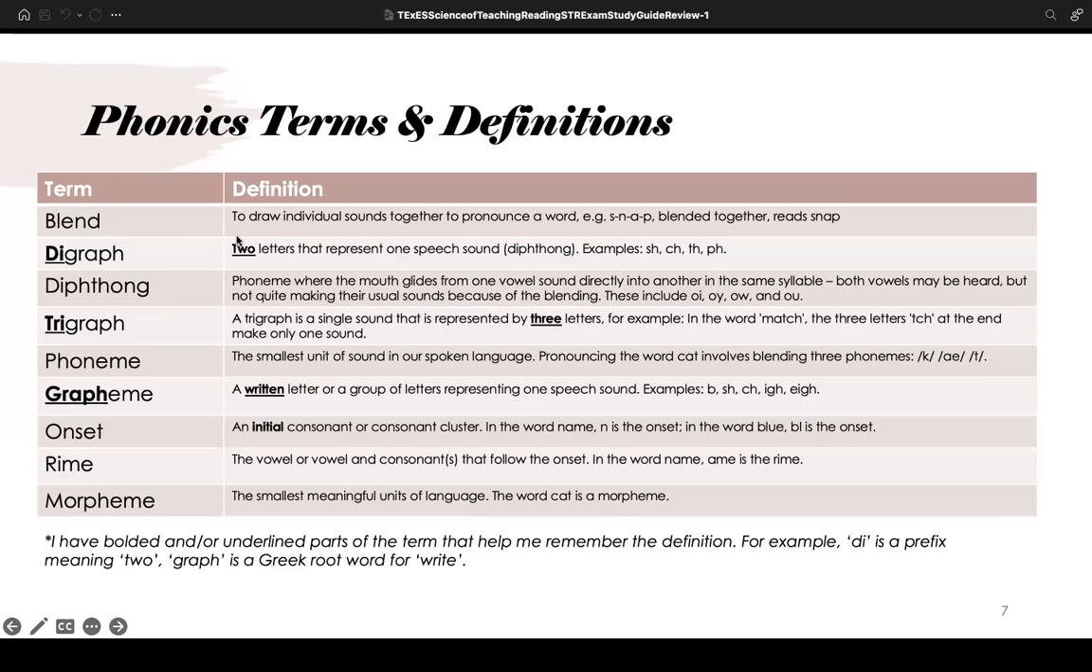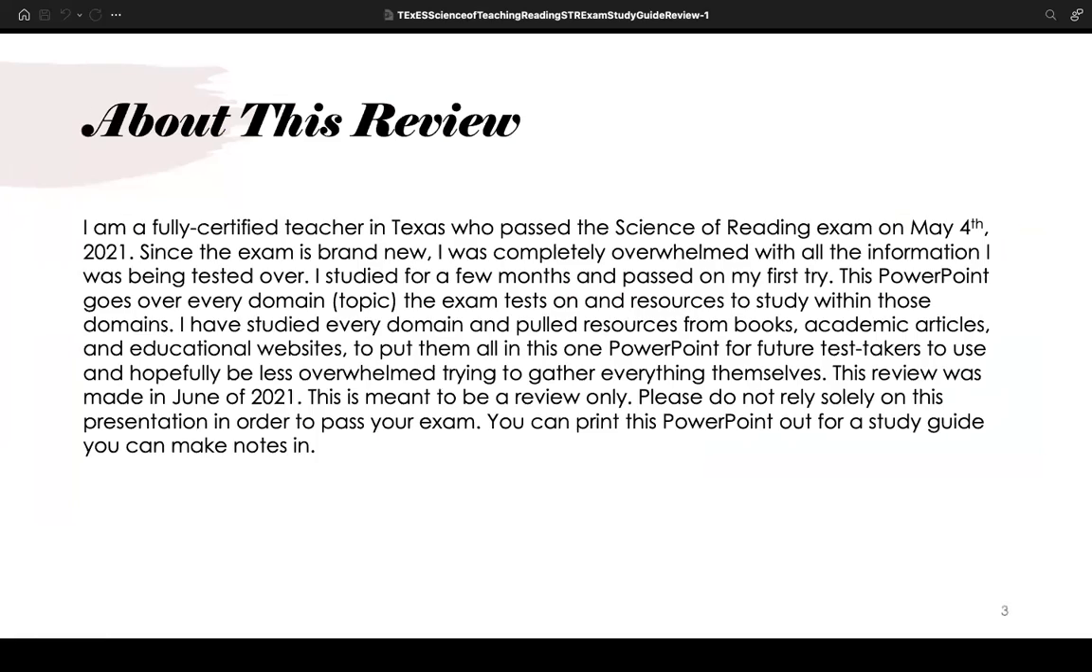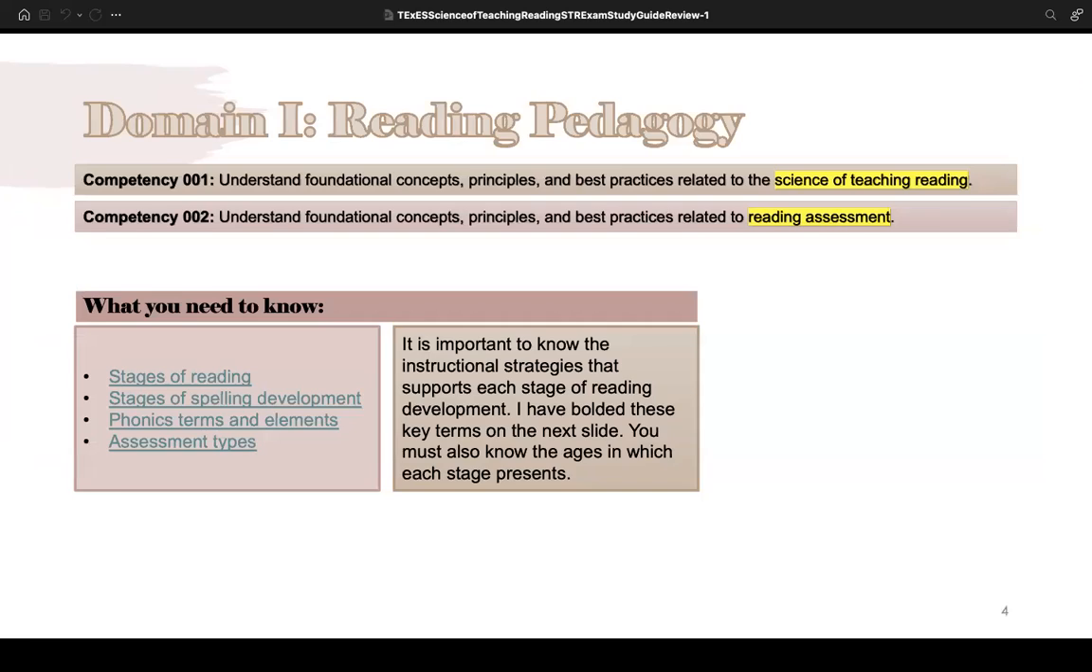So talking about blending, when we're speaking about phonetics, I should just begin as a review from last time. Phonemes are the smallest speech sound.